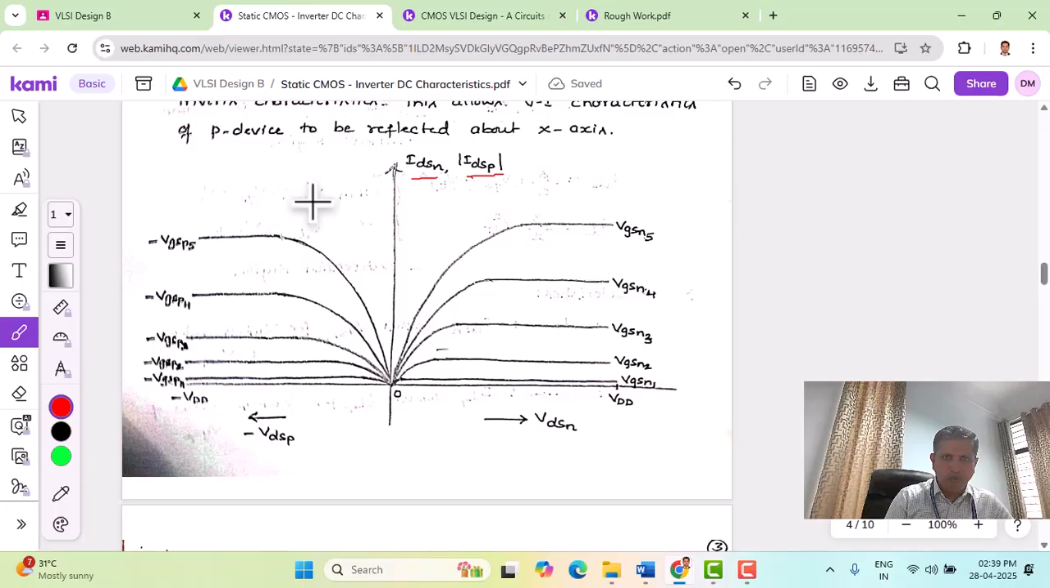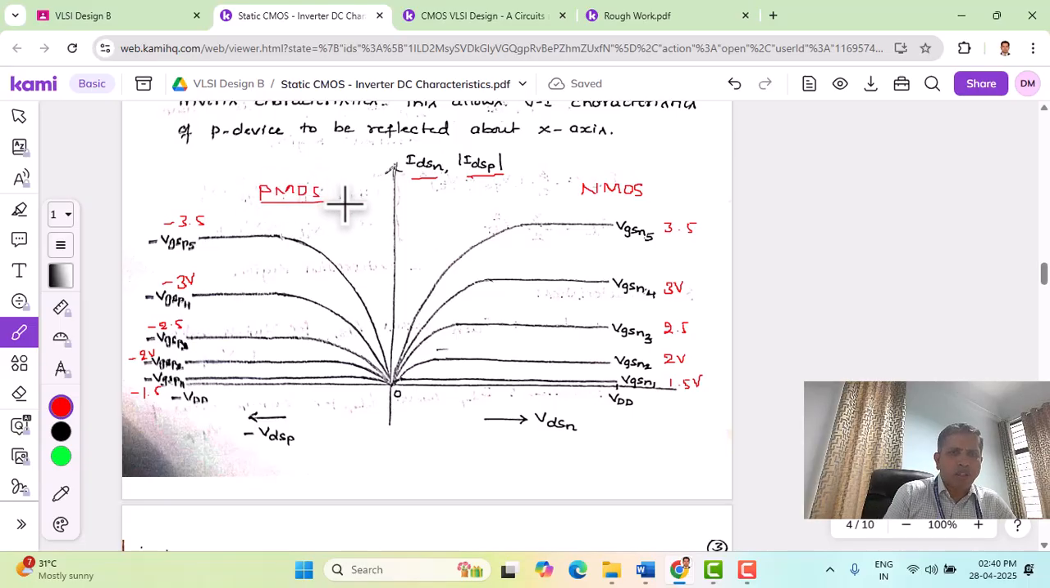So we have flipped the PMOS characteristics to the second quadrant, and let us retain the same voltages that we have discussed earlier. So this is 1.5 volts, this is 2 volts, 2.5, 3 volts, and here we have 3.5. Similarly, here we have minus 1.5 as VGSP1, minus 2 volts, minus 2.5, minus 3 volts, and lastly minus 3.5. Here the NMOS characteristics are not changed, and this is the NMOS drain characteristics, a family of curves, whereas the PMOS characteristics we have flipped from the fourth quadrant to the second quadrant. So here we have the PMOS characteristics.